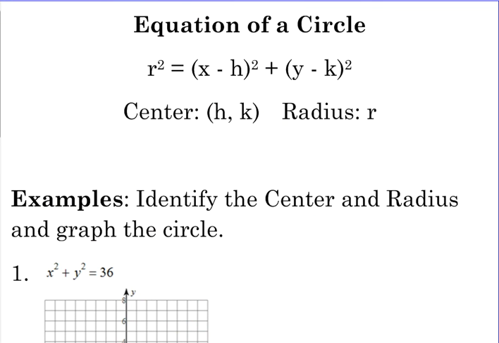Okay, let's focus. Equation of a circle. Here is the standard form equation of a circle. It is there on your green sheet. Let's talk about a few of the details.